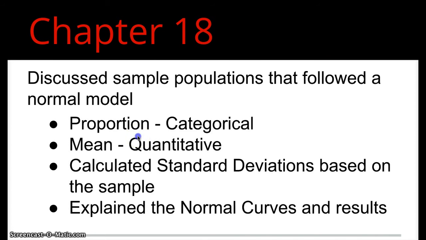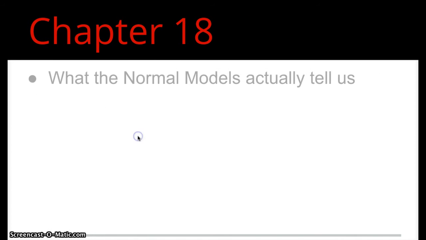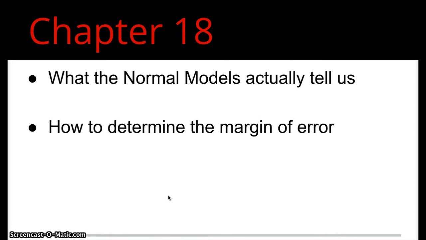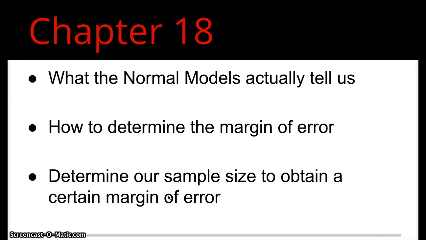So what's going on with chapter 19? For 19, we're going to find out what it actually does tell us and what we can actually state without making assumptions or without leaving stuff out. We can actually say what it is. We're going to be able to determine what the margin of error is. And we're also going to be able to determine the sample size needed to obtain a certain margin of error. So if I'm only wanting a 2% margin of error, we're going to be able to figure out what our sample size has to be in order to get that.